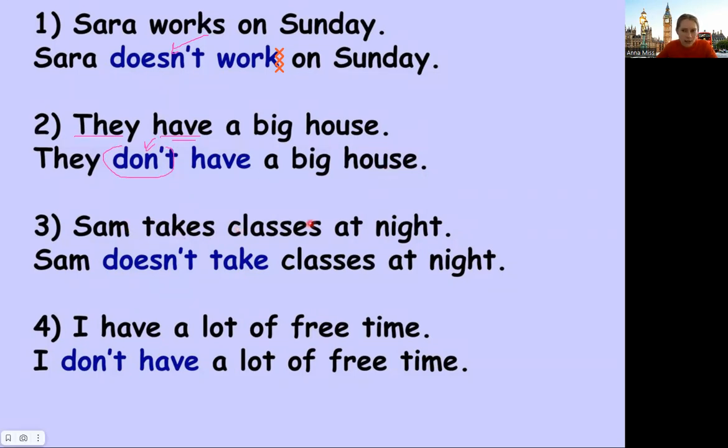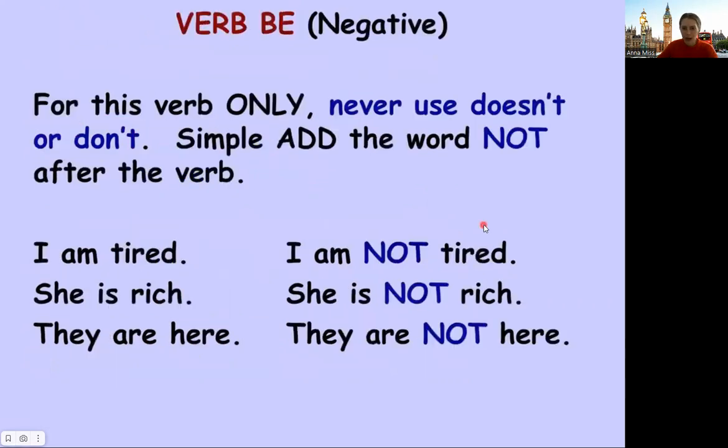Sam takes classes at night. It means that he always does that. This is his routine. So here we can see the ending s because Sam is a boy. He is the third person. So Sam doesn't take, again, s goes to the does, and here we don't use any endings. Sam doesn't take classes at night. And the last one, I have a lot of free time. I don't have a lot of free time.